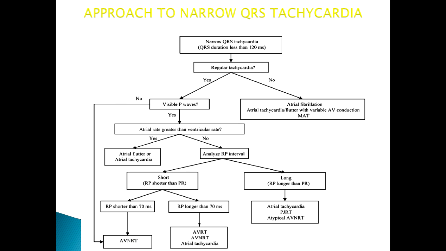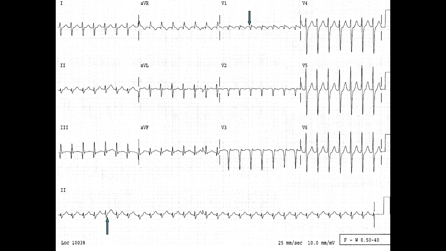So this algorithm is very important. Narrow QRS, once you are getting this type of tachycardia, see whether it is regular or not. If it is regular, whether you are able to see a visible P wave or not. If there is a visible P wave, then see whether the atrial rate is greater than the ventricular rate, then it is atrial flutter or atrial tachycardia. If not, then go for the RP interval. If it is short, then it is AVNRT. If it is more than 70 ms, then it can be AVRT, atypical AVNRT or atrial tachycardia. If it is irregular, then atrial fibrillation, atrial tachycardia with variable AV conduction, or multifocal atrial tachycardia.